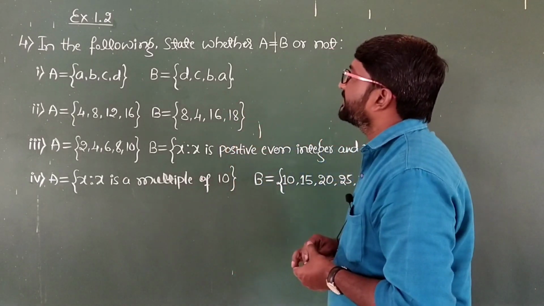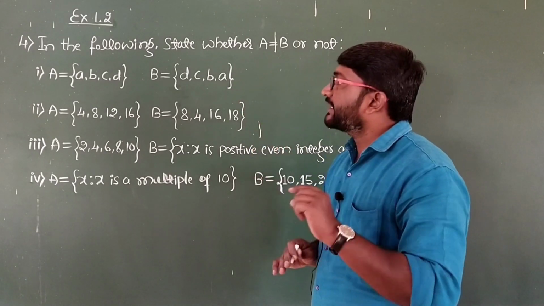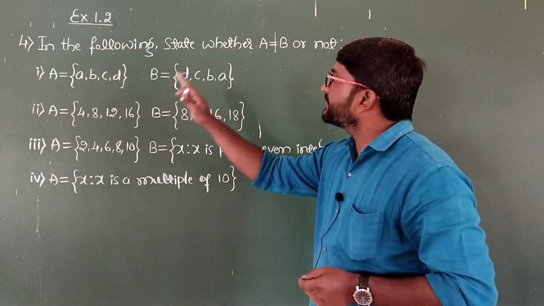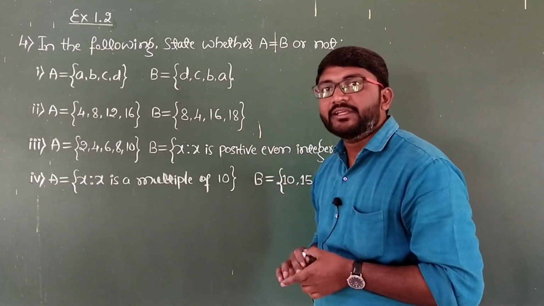So observe the elements of A and B, the set A and set B. So whatever the elements are there in the set A, all those elements are there in the set B. Therefore here it is A equal to B.